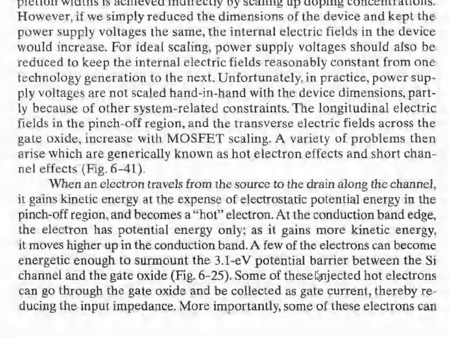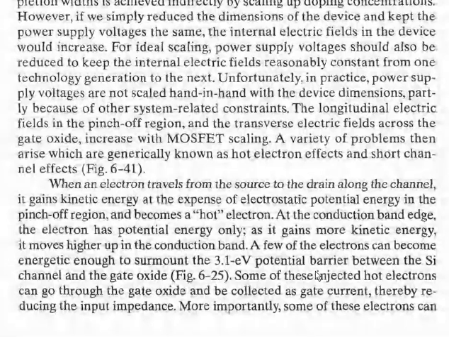A few of the electrons can become energetic enough to surmount the 3.1 electron volt potential barrier between the silicon channel and the gate oxide. Some of these injected hot electrons can go through the gate oxide and be collected as gate current, thereby reducing the input impedance. What will happen is that if we are reducing the channel, these electrons will get more and more energy, and those electrons are called hot electrons.